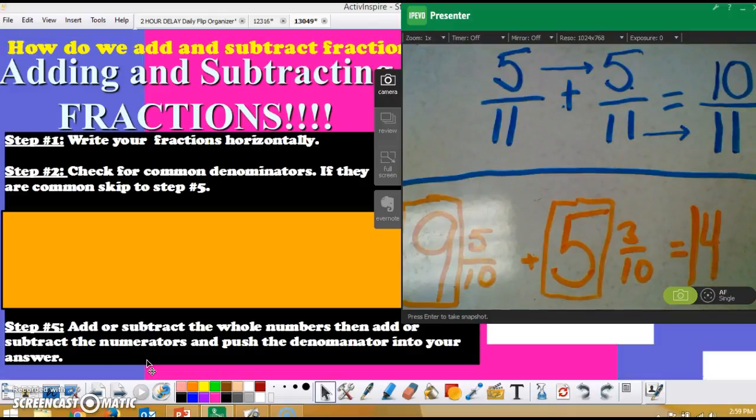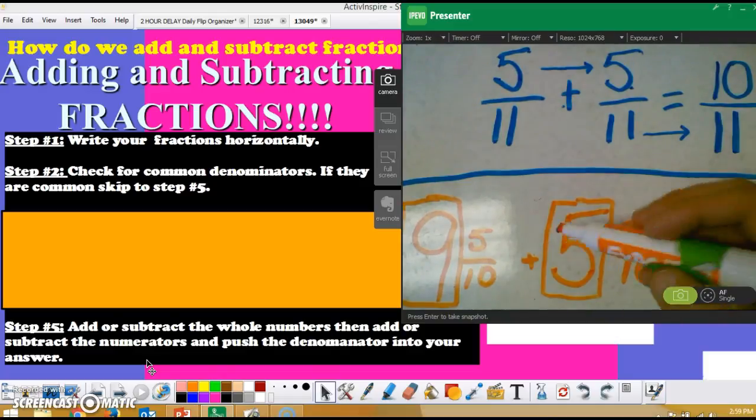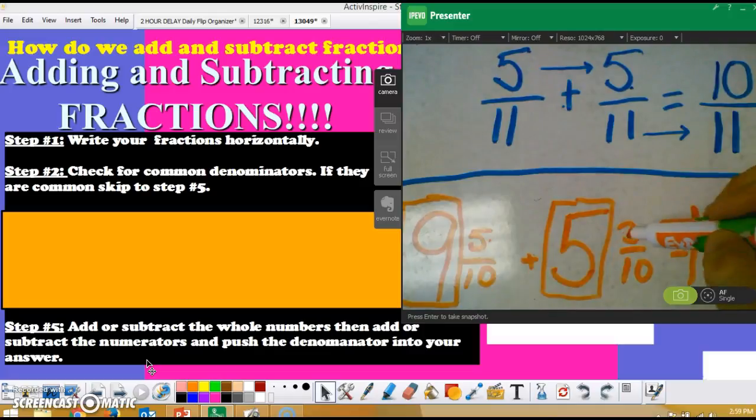But I'm not done just yet because step 5 also tells me to add the numerators and push the denominator into my answer to get a mixed number. So I create my fraction line, and then I add my numerators, 5 plus 3, 6, 7, 8. And I push my denominator into the answer, which gives me my final answer of 14 and 8 over 10.